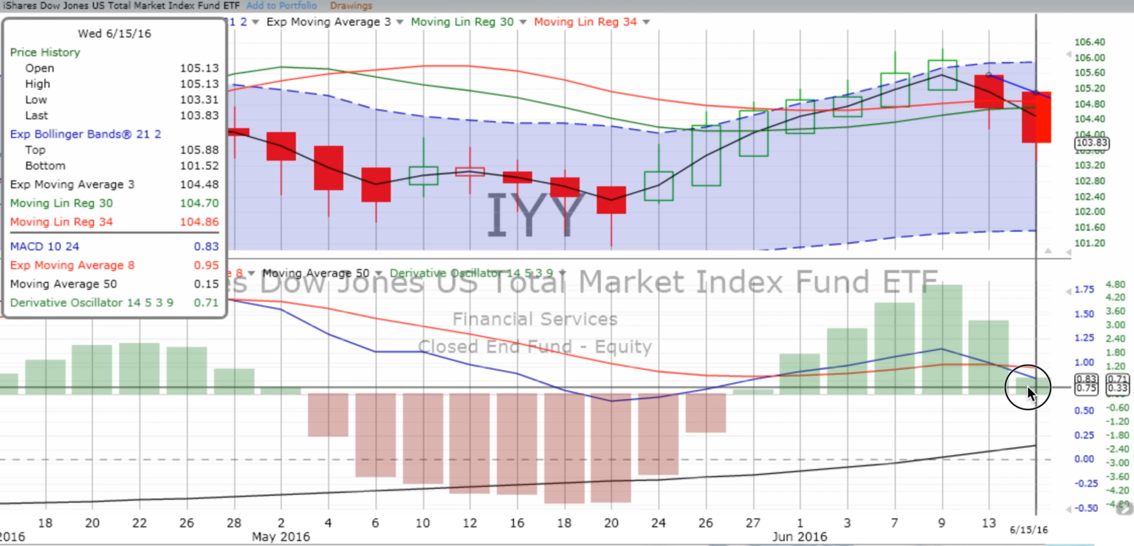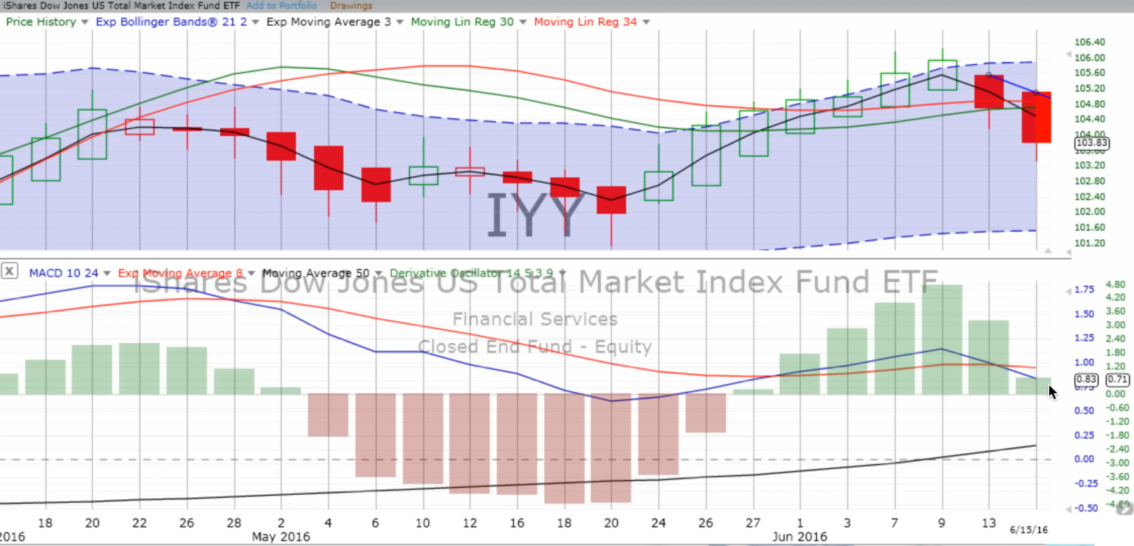Now, we had a crossover on the 15th going down. We have a confirmed crossover. Market was down for the day. This is the total market as depicted by IYY, the iShares Dow Jones U.S. Total Market Index Fund, an exchange-traded fund, down 0.14%.